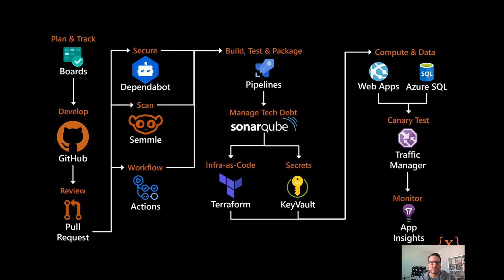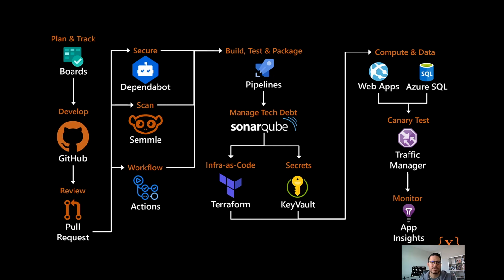We then had Dependabot and SEML scan our application and our code to ensure that we didn't have any vulnerabilities and made sure that we are secure so that we can deploy with confidence. We saw a quick example of a GitHub workflow to post a message to a Slack channel. We saw a comprehensive build, test, and package pipeline using Azure Pipelines that included managing technical debt in SonarQube.